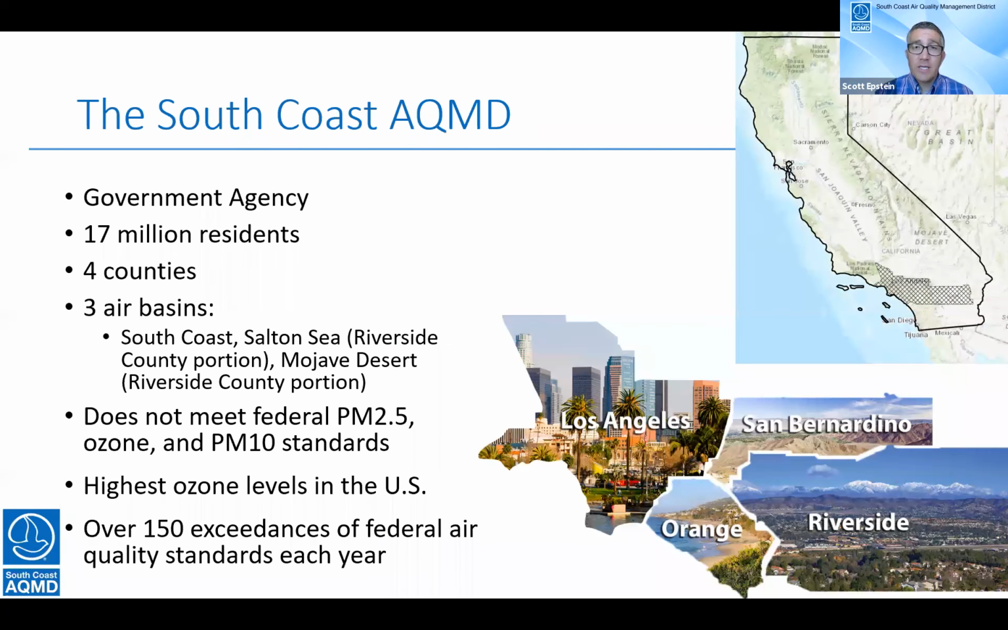First, a bit of context on the South Coast Air Quality Management District. We're a government agency primarily responsible for regulating stationary sources in a 4-county area in Southern California. Our jurisdiction includes 17 million residents and 3 air basins. We face significant air quality problems. For example, in portions of our jurisdiction, we don't attain federal PM 2.5, ozone, and/or PM 10 standards. Our ozone levels are particularly bad. We have the worst ozone air quality in the United States, and mainly because of our ozone levels, we exceed federal standards over 150 days per year.